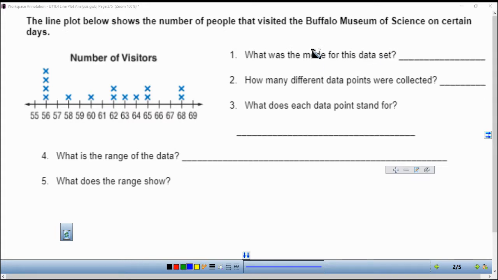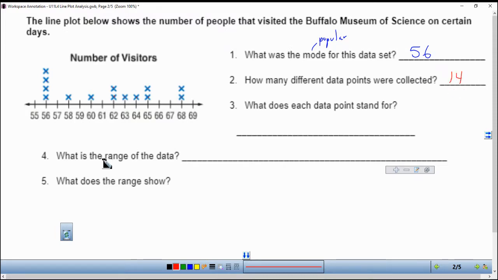What was the mode? The mode is the most popular data value, the number that came up the most. That would be 56. That's the mode. How many different data points were collected? We did this in the previous question. We're going to count the number of data points. So if 56 had 1, 2, 3, 4, there's one here. That's 5, 6, 7, 8, 9, 10, 11, 12, 13, 14.